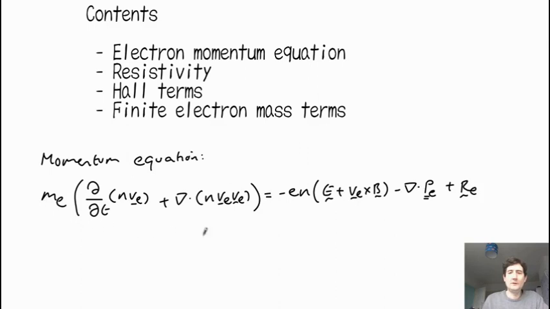So here on the left we have the change in momentum, so d by dt of the electron momentum, with the electron mass here. On the right here we have the charge, minus e, times E, and then this is the Lorentz force on the electrons. We have the electron pressure tensor, so this is a tensor including the scalar pressure and also the stress tensor. And then this is the friction with other species, so this basically becomes the resistance of the plasma. So this is collisions between electrons and ions.